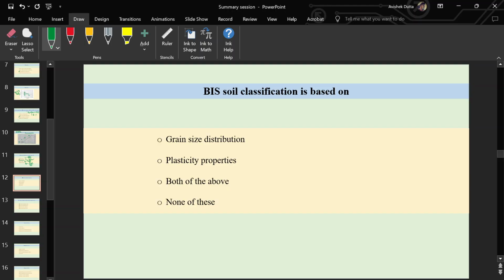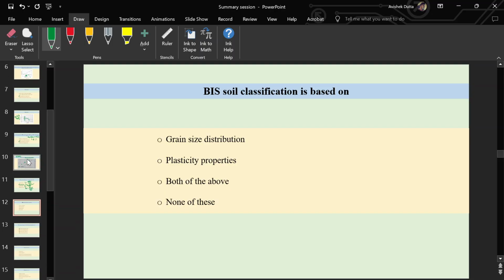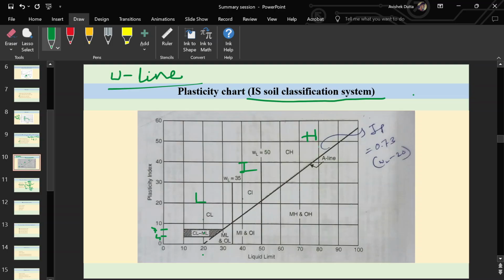Anyone else want to correct this answer, or think this is the right answer? It's correct, sir. Both of these. Yes, both of these. Very good. Why? Because we all know grain size distribution is an important parameter for classification, and also plasticity properties. Very simple. We have just now seen the plasticity chart and the classification of soils as organic, inorganic, low plasticity, high plasticity, medium plasticity. This is the IS classification system only.